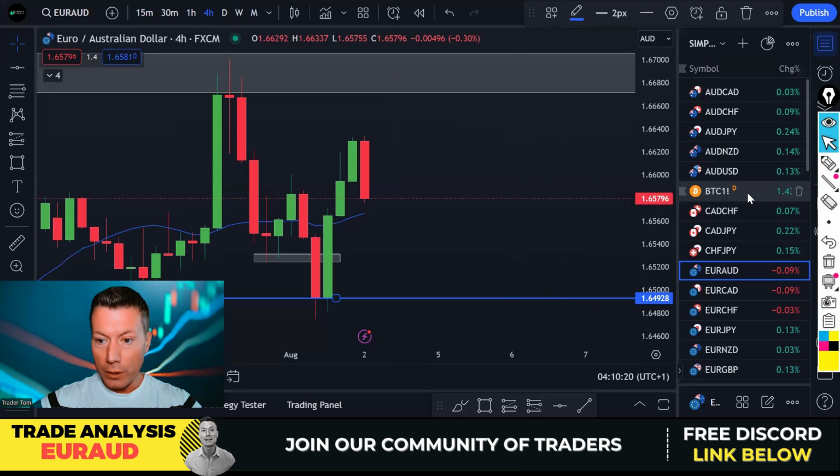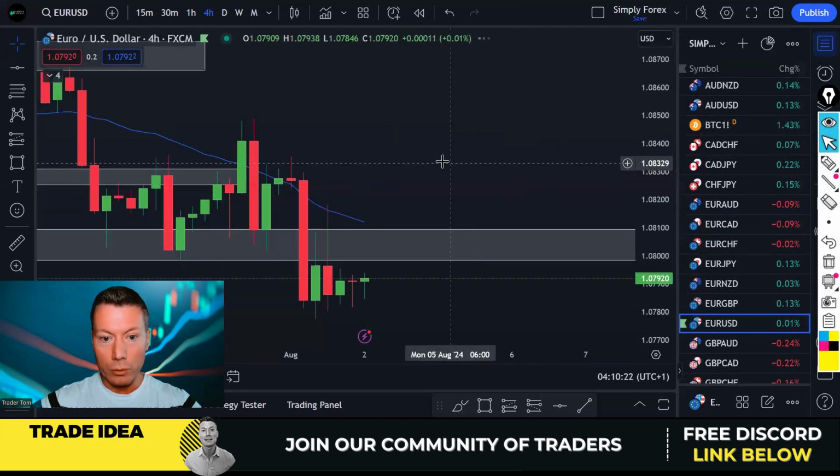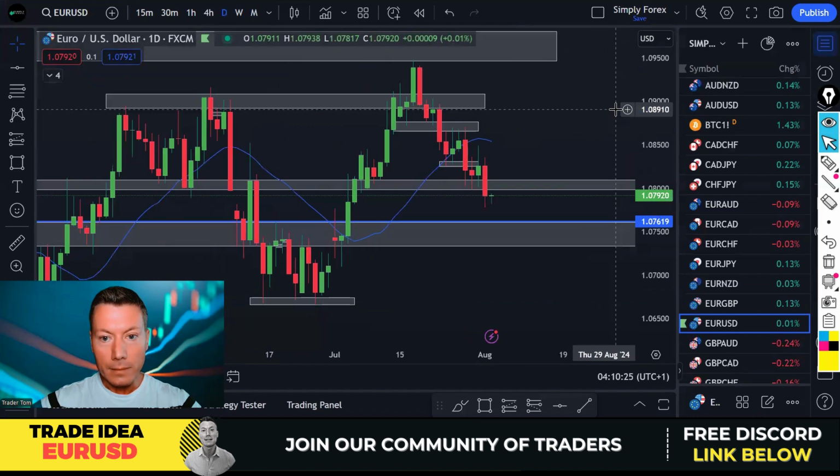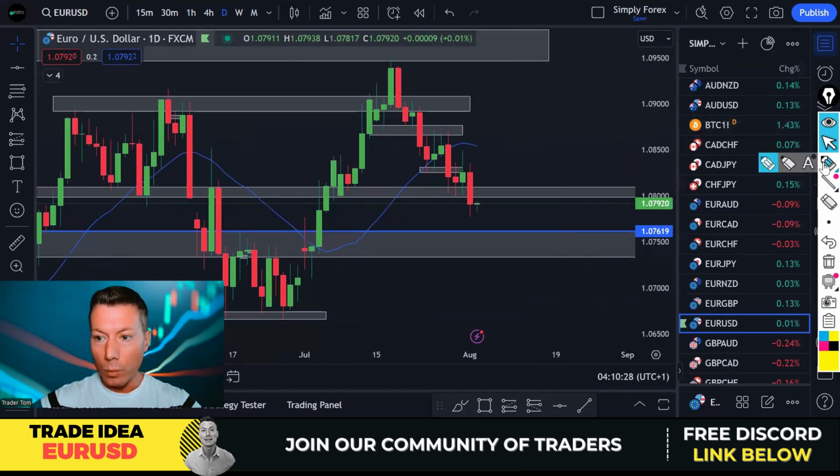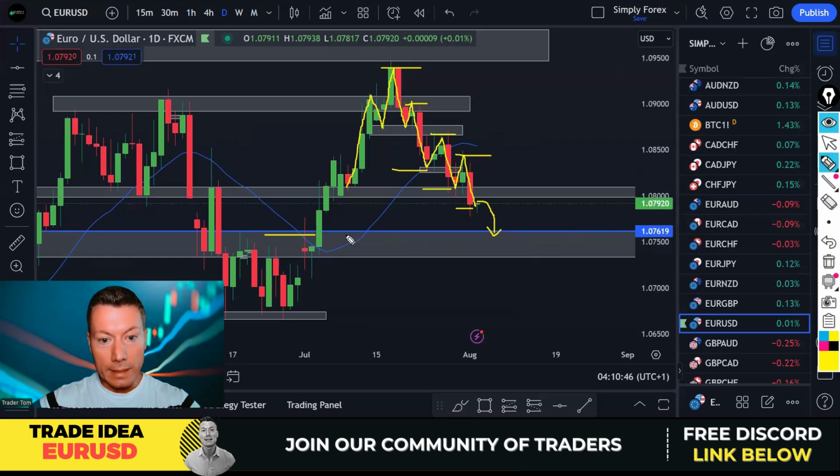All right, so my first trade idea is this, Euro US dollar, right? If we look at the day chart, we are still in this downtrend, right? We was in this uptrend and then price has just come tumbling down. And this is where we're at. We're getting lower highs, lower lows, right? We're clearly in a downtrend, and I think we have a bit more room to move into this next support level. That's all I'm looking for as a target, right? 1.0761 is the target.